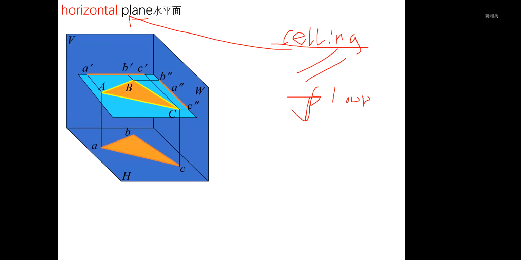Do you have any questions? Okay, so we have a plane there, parallel to the H plane, just like here.